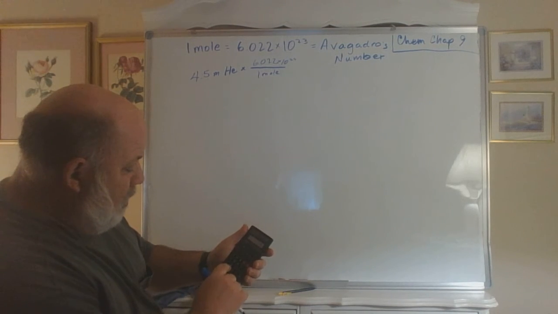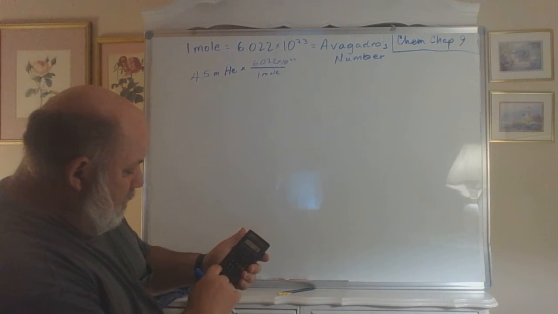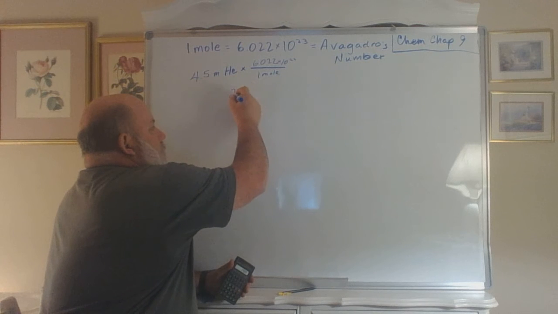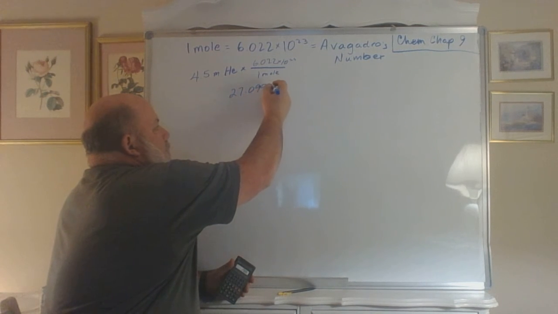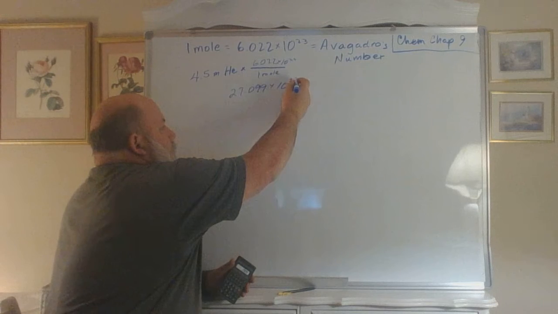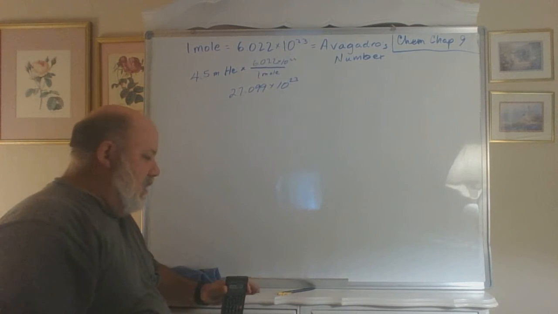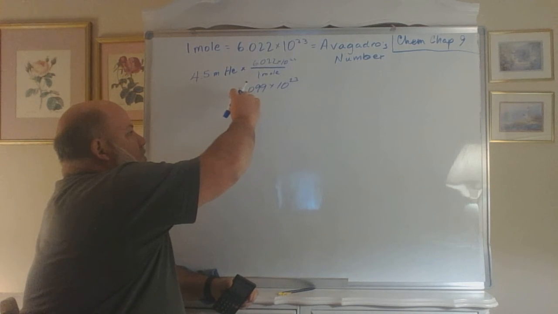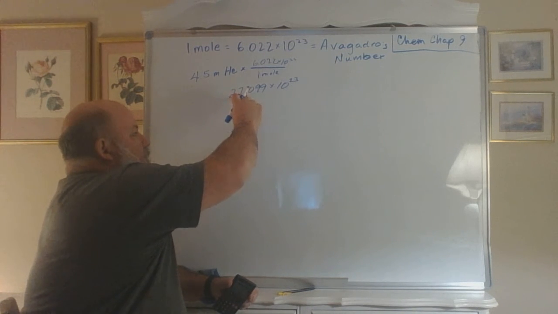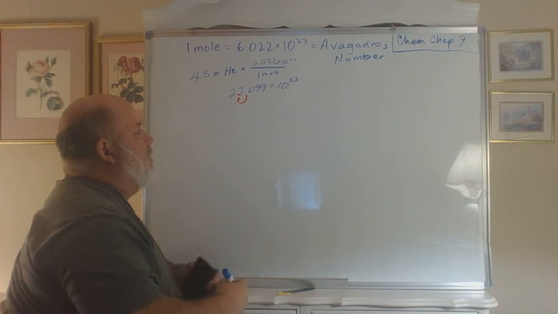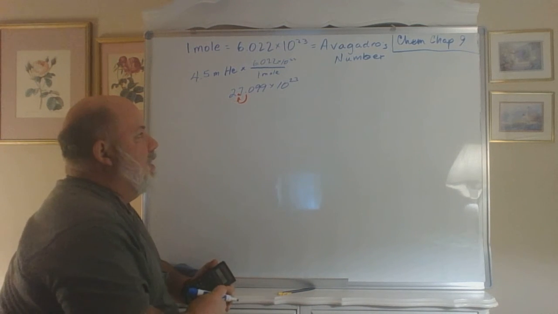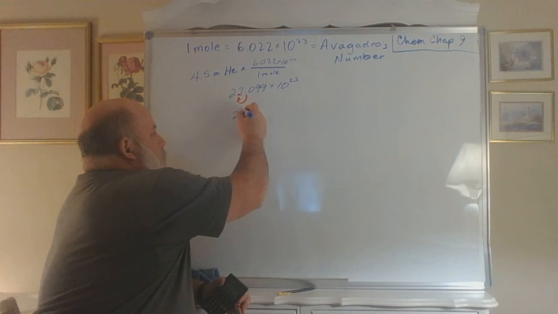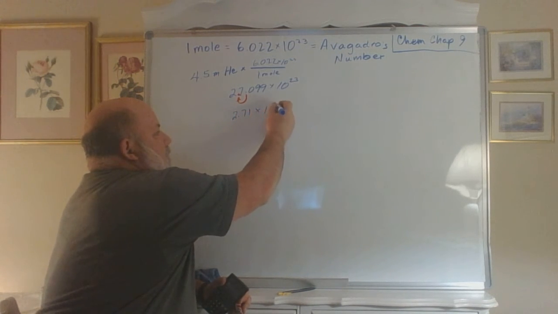So I'm just going to say 4.5 times 6.022 equals, and I get 27.099 times 10 to the 23rd. They want this in scientific notation. In scientific notation, the decimal has to be right there. They move it 1 over, and that'll give me 2.7099 times 10 to the 24th. Okay? And I think the book just says 2.71 times 10 to the 24th.